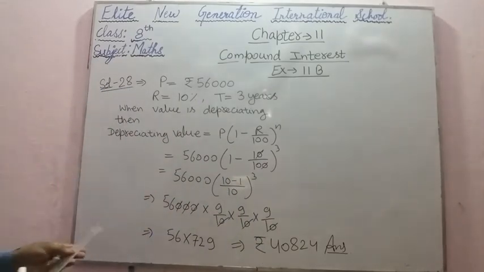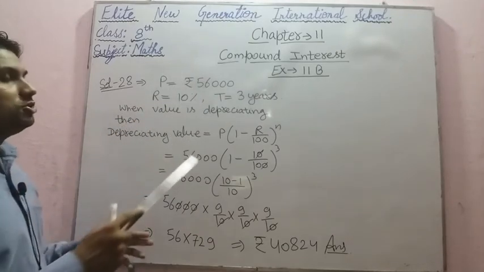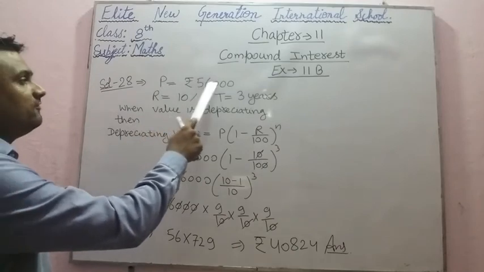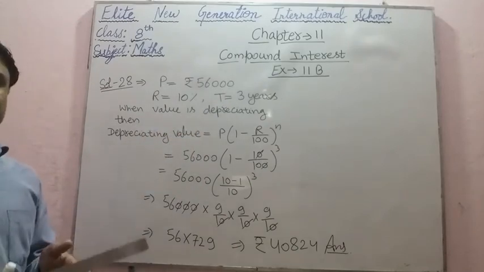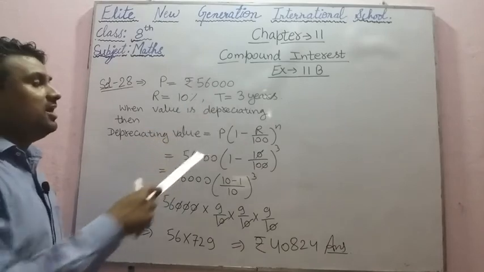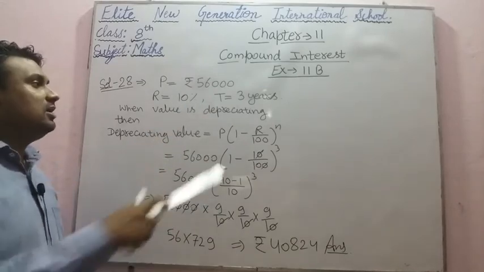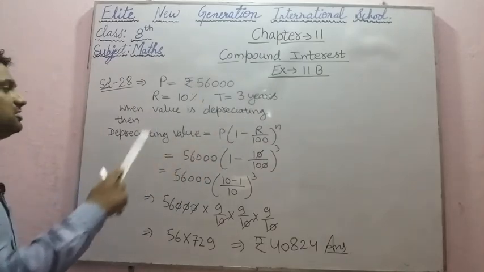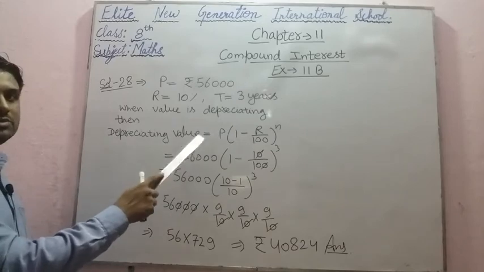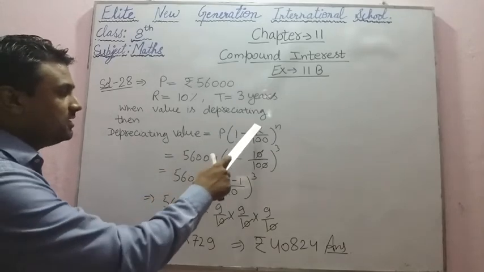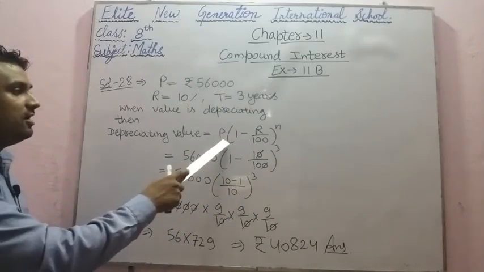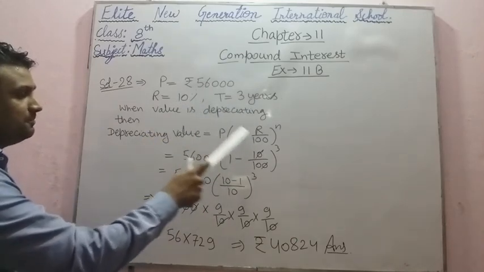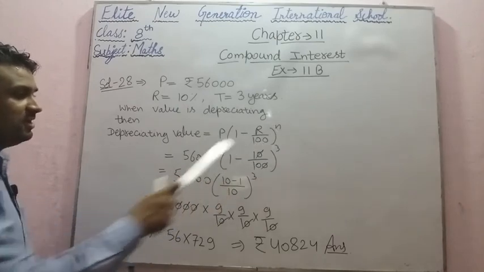So in this question we have given the cost at which a scooter was purchased, so we can take it as principal. It will be 56,000, and it is depreciating at the rate of 10%, and we have to find its depreciated value after 3 years. So time we have given is 3 years. When value is depreciating, the depreciated value is given by the formula P into (1 minus R upon 100) power n, where P is 56,000, here 1, rate is 10% upon 100, and time is 3 years.